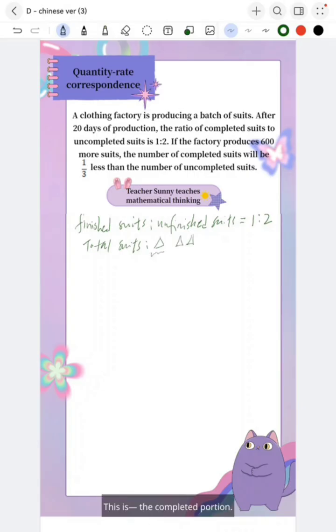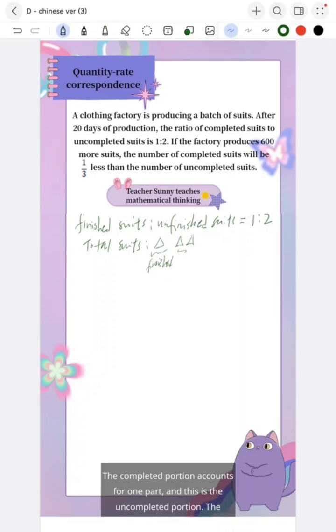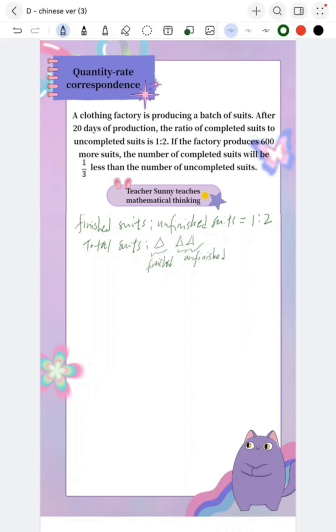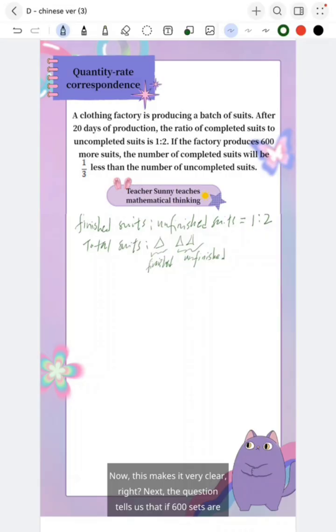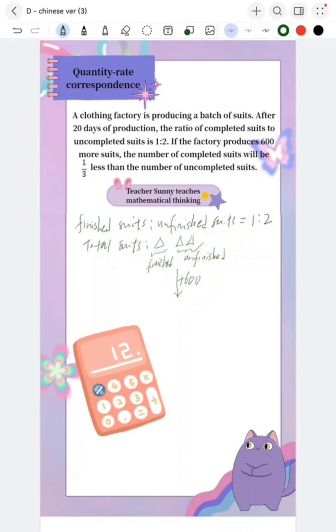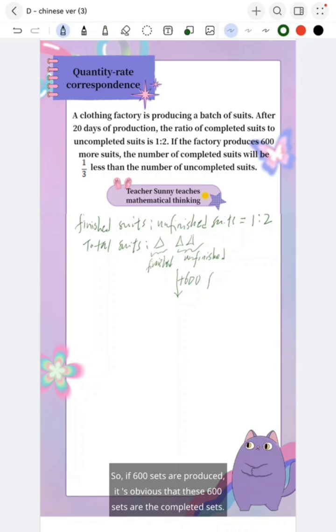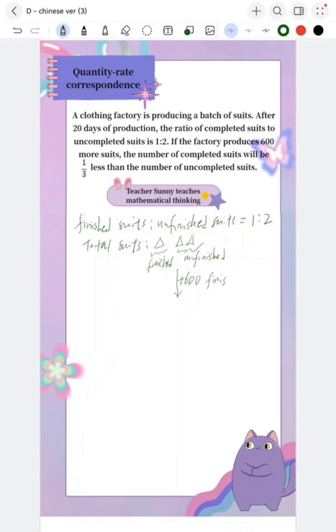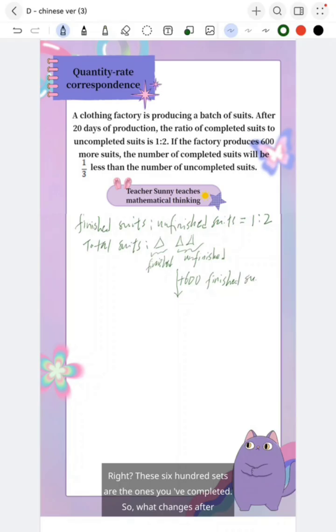This is the completed portion. The completed portion accounts for 1 part, and this is the uncompleted portion, the number of sets that accounts for 2 parts. Now, this makes it really clear, right? Next, the question tells us that if 600 sets are produced, it's obvious that these 600 sets are the completed sets. Right? These 600 sets are the ones you've completed.